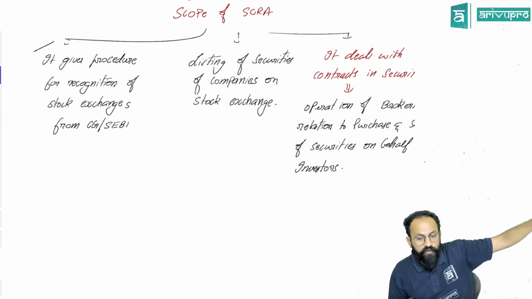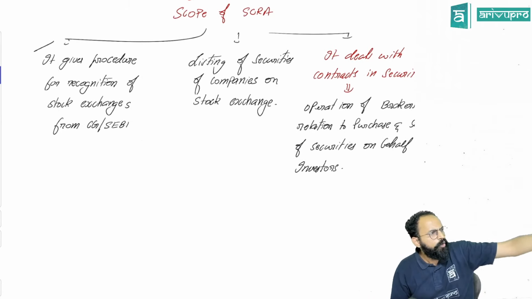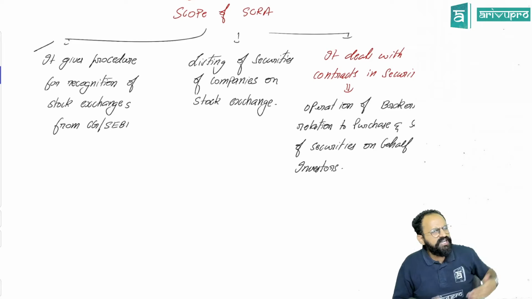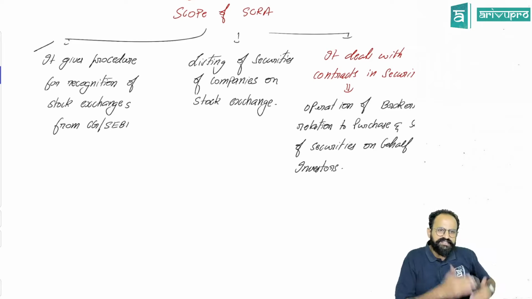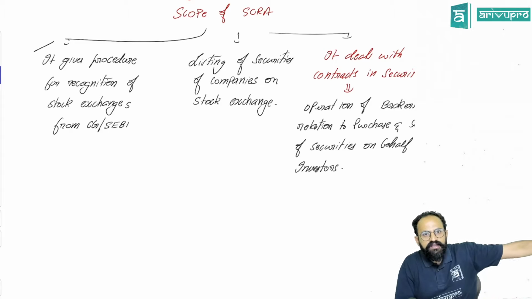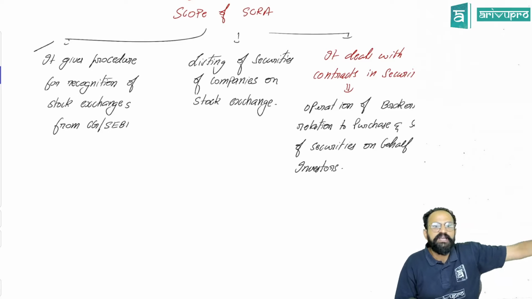It gives the procedure for recognition of stock exchanges. Who does it? The central government. The central government is way too busy. Narendra Modi cannot do all of this. He has designated all that work to SEBI. So wherever you see central government now, that work has been delegated to SEBI now. Is that clear?